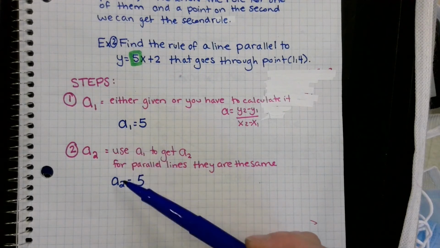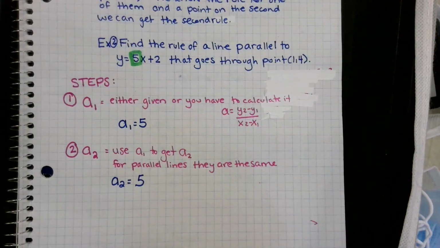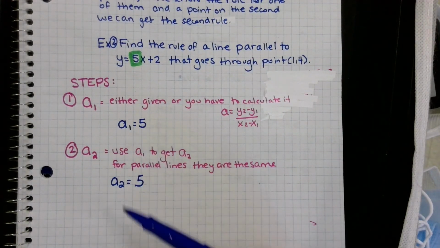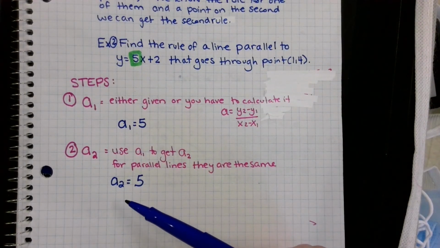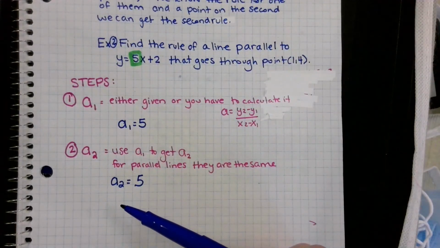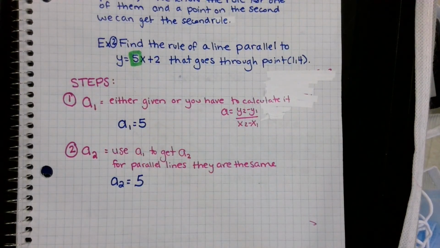It seems repetitive to write it, but you have to write it. You have to say A1 is 5. My A2 for the second line is also 5. Because you're telling me, I understand, they have the same A. Let's do step 3. This is our last step.